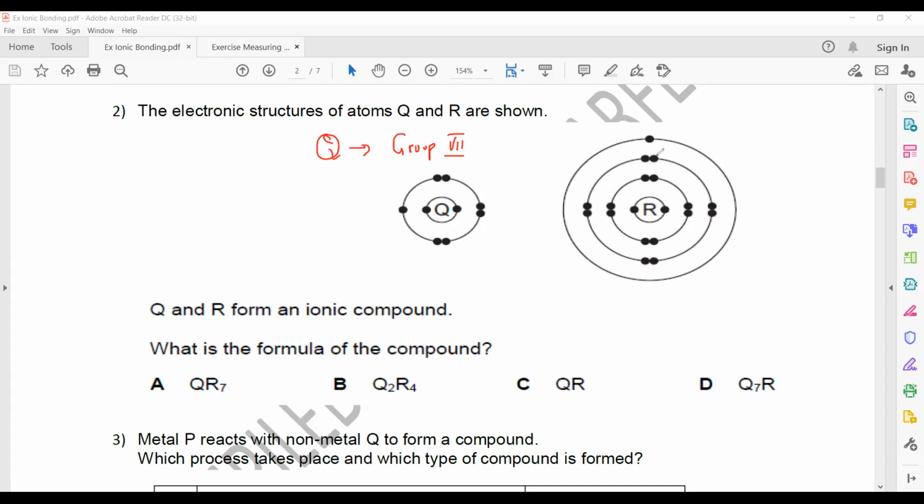And what about R? When we check R, there is only 1 electron in the last shell, so R belongs to group 1. And what is the valency of group 7? As we know, the valency of group 7 is -1. And the valency of group 1 is +1. To write a chemical formula, we simplify the valency and then cross multiply. It is already simplified, so when we cross multiply the valency, the formula will be RQ, or we can also say QR. That's why C is the right answer for this.